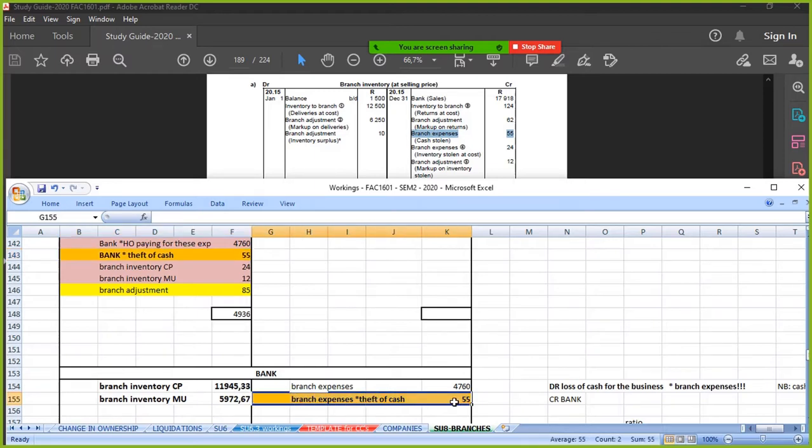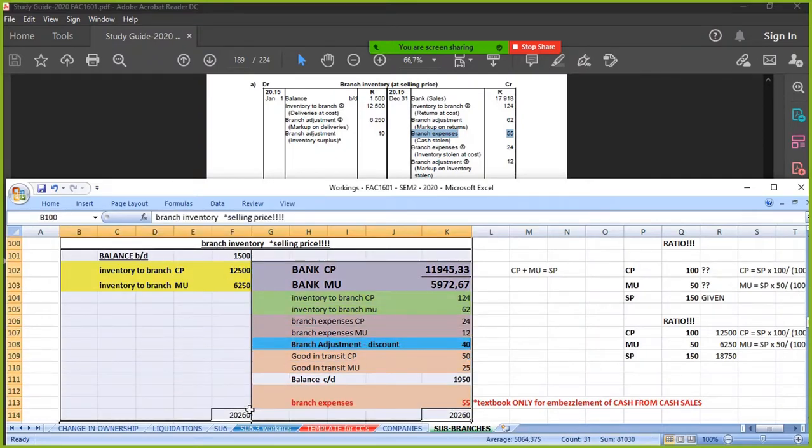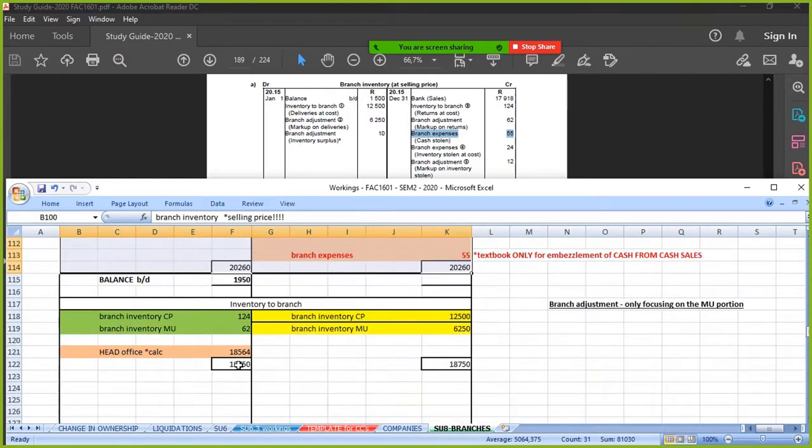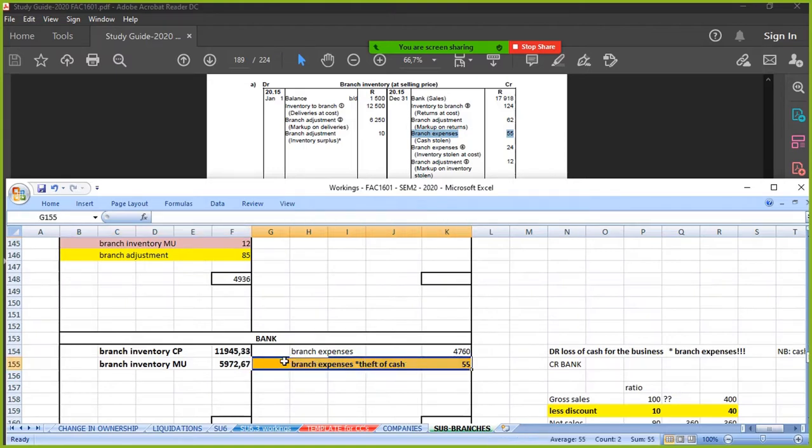Oh, so you're saying this 55 is incorrect. Yes, because the money's not coming out of the bank. It's coming out of the branch inventory. So basically two things happen. That's what the book says. So it's two transactions. The first workings would be debit bank, credit branch inventory, and the second would be debit expense, credit bank. So that's how the bank ends up with zero. Oh, okay. So we need to show another amount here.